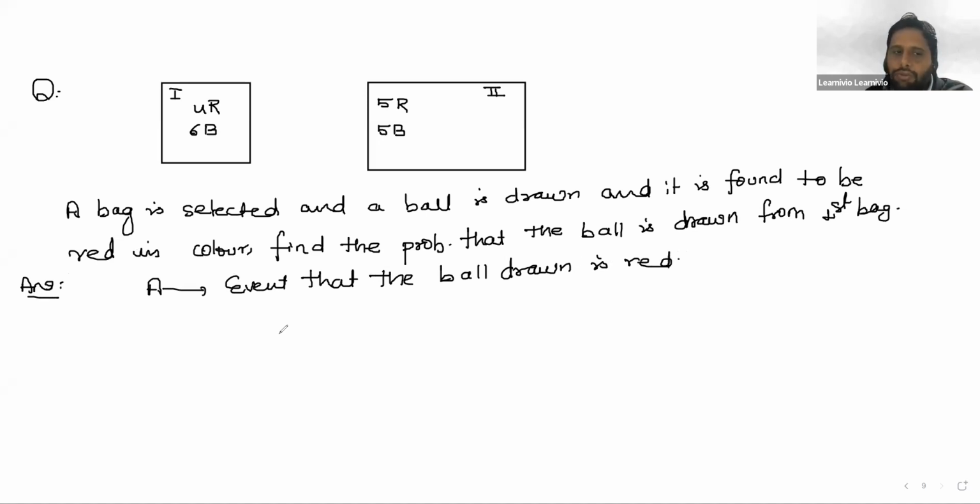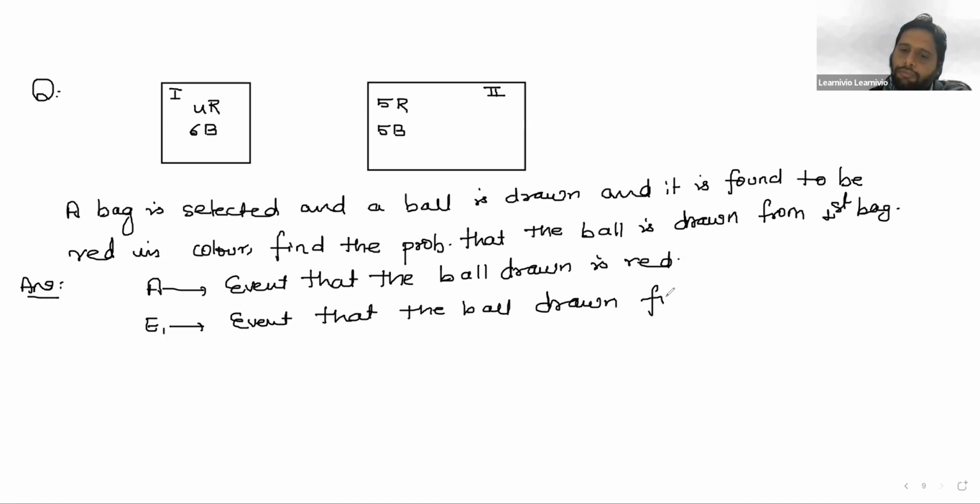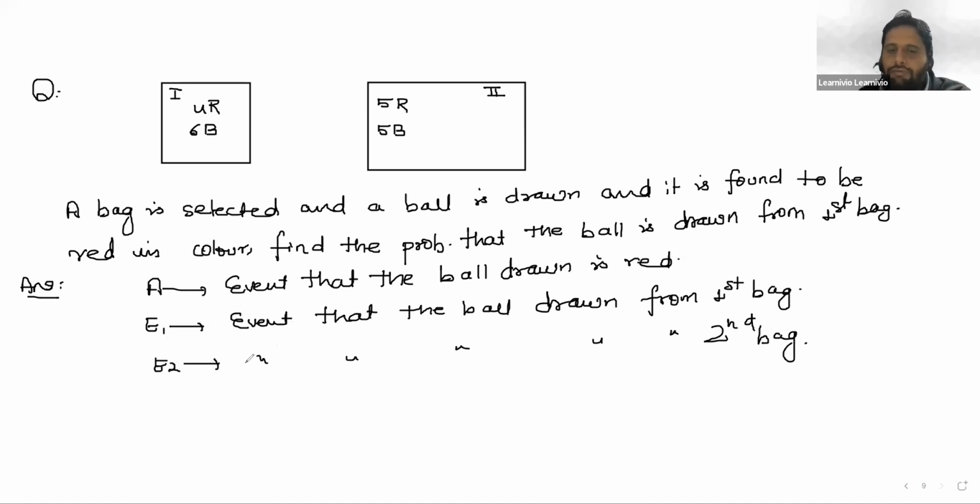What they are asking you to find out, take that as events E1 and E2. Event E1: the ball drawn is drawn from the first bag. What is E2? Event that the ball drawn is from the second bag. So when you are writing events, check what other events you have. We have another event E2, that the ball can be drawn from the second bag.